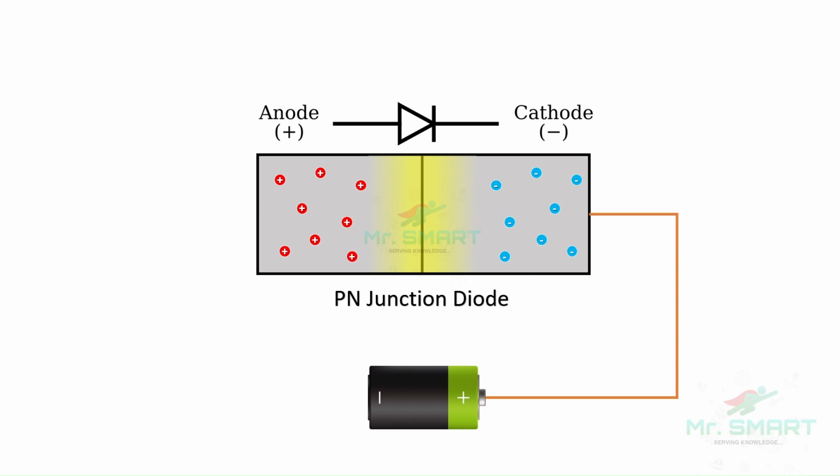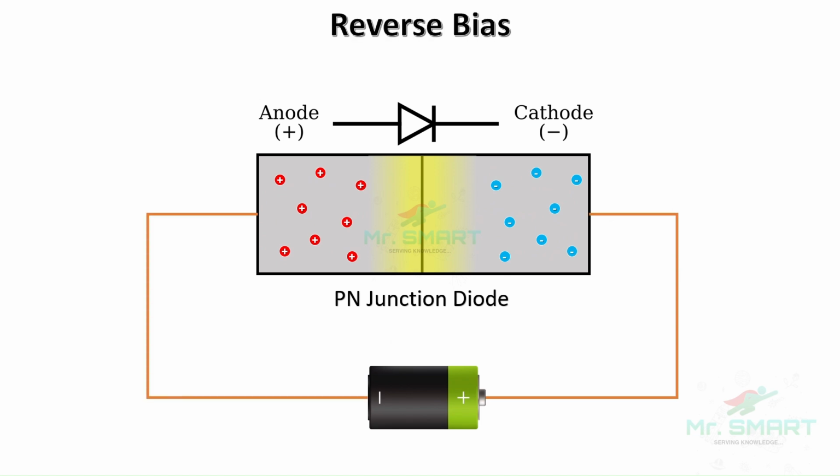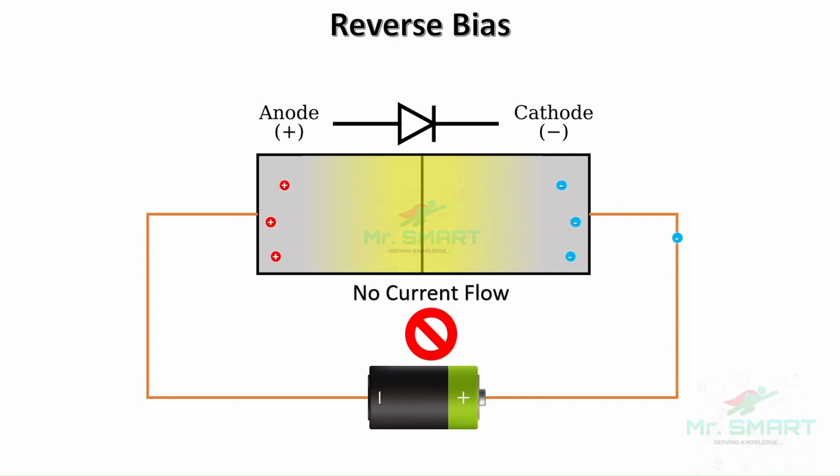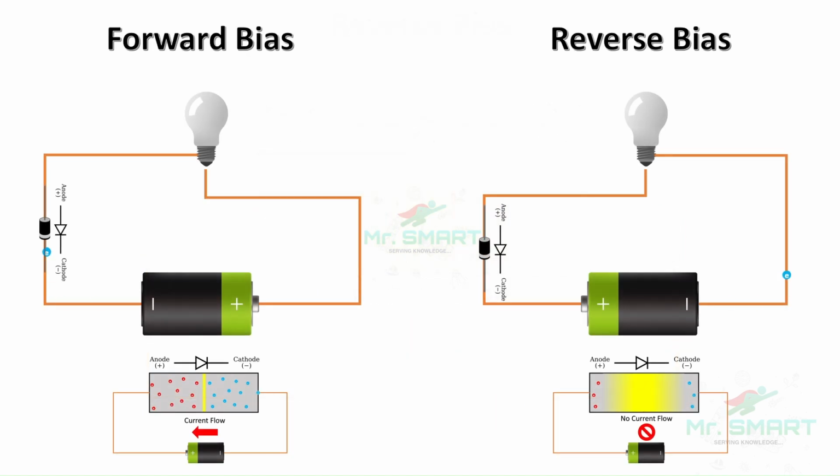Now, if we reverse the connections, this is known as reverse bias. Here, the battery pulls the charge carriers away from the depletion region, widening it and blocking the current flow through the diode. So, a diode only allows current to flow in one direction when it's forward biased. When reverse biased, it prevents the flow.